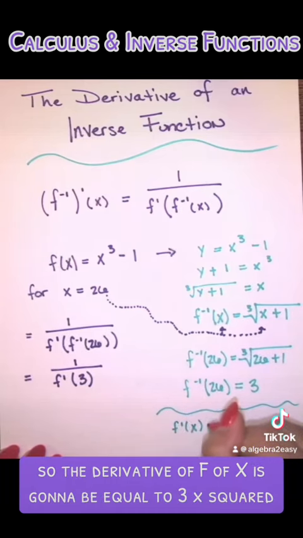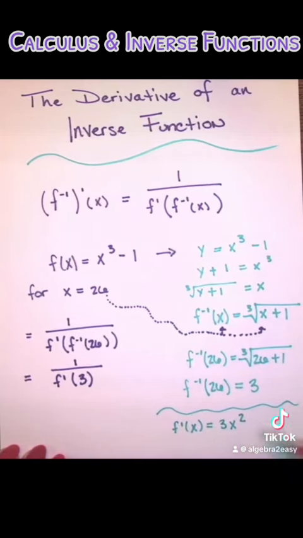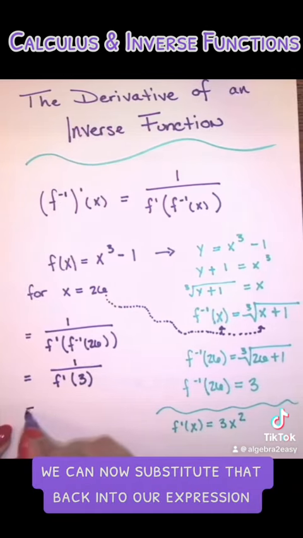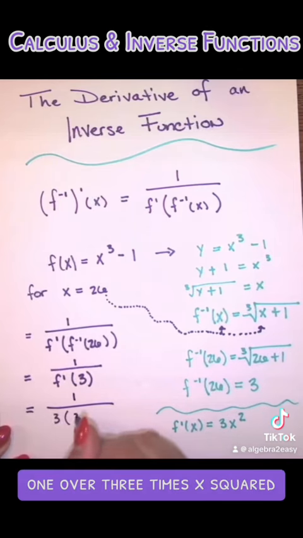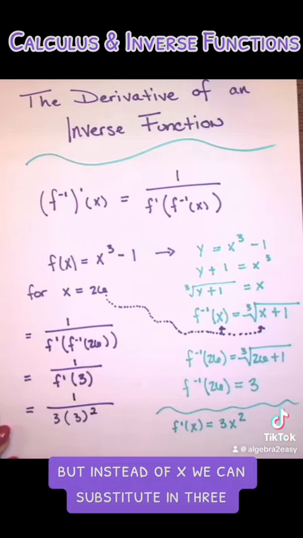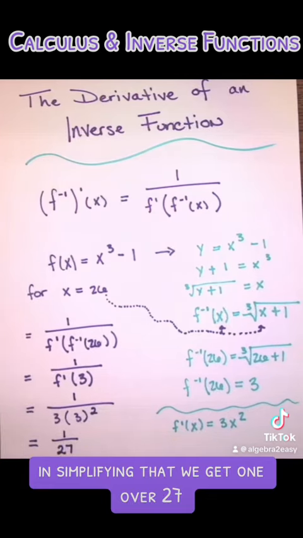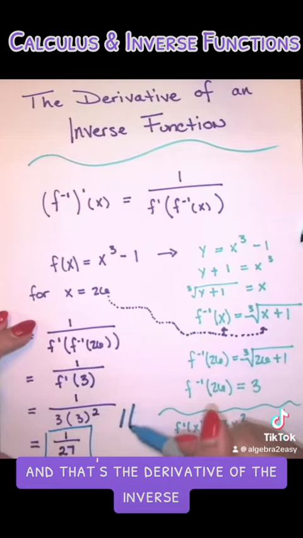So the derivative of f of x is going to be equal to 3x squared. Now that we know the equation for the derivative of f of x, we can now substitute that back into our expression. 1 over 3 times x squared, but instead of x, we can substitute in 3. And simplifying that, we get 1 over 27. And that's the derivative of the inverse.